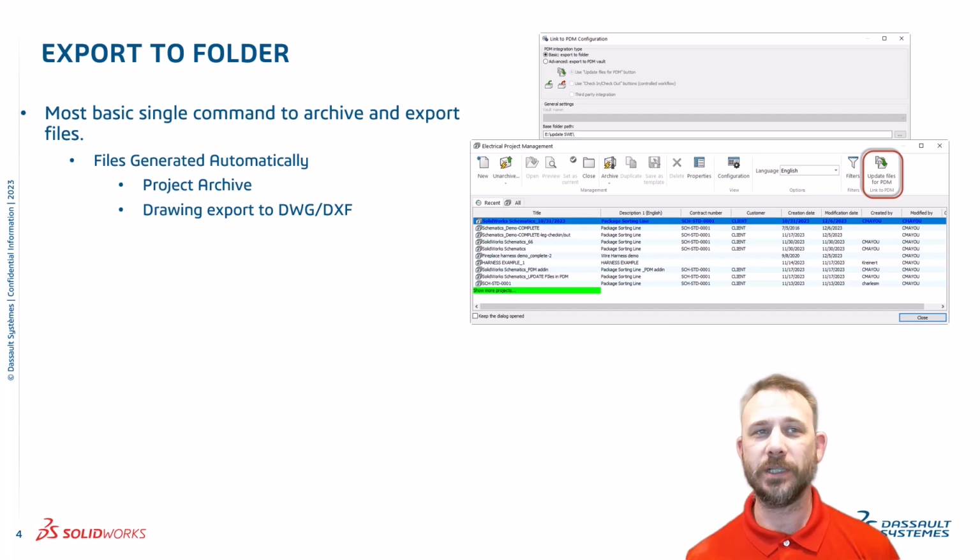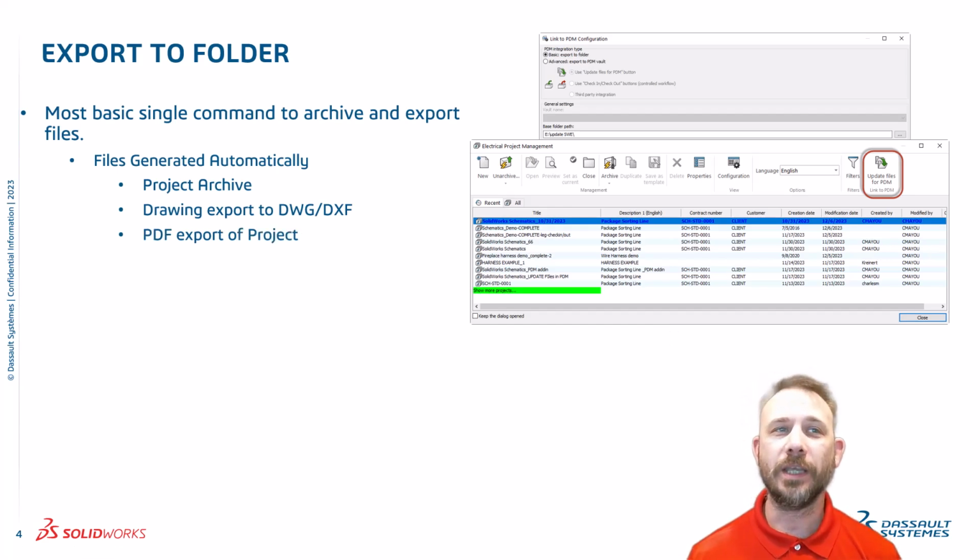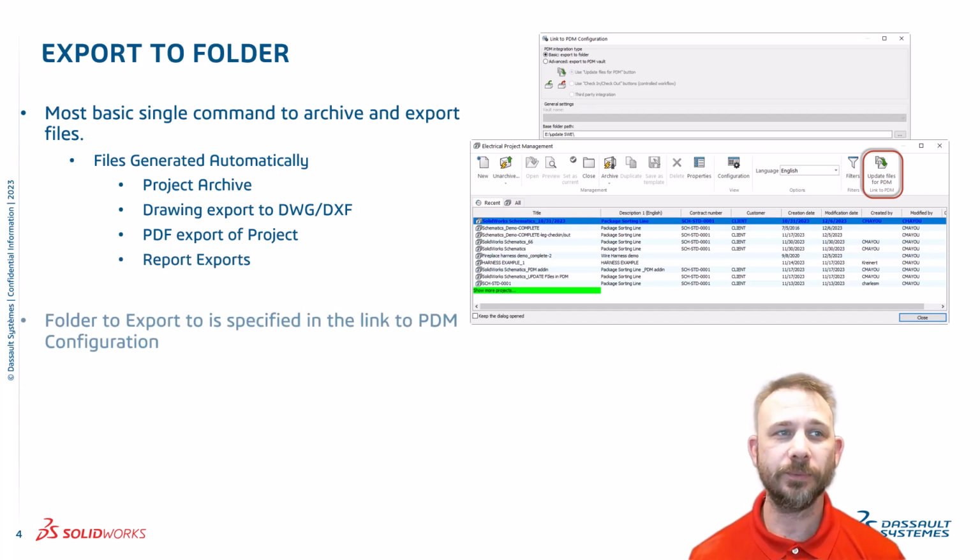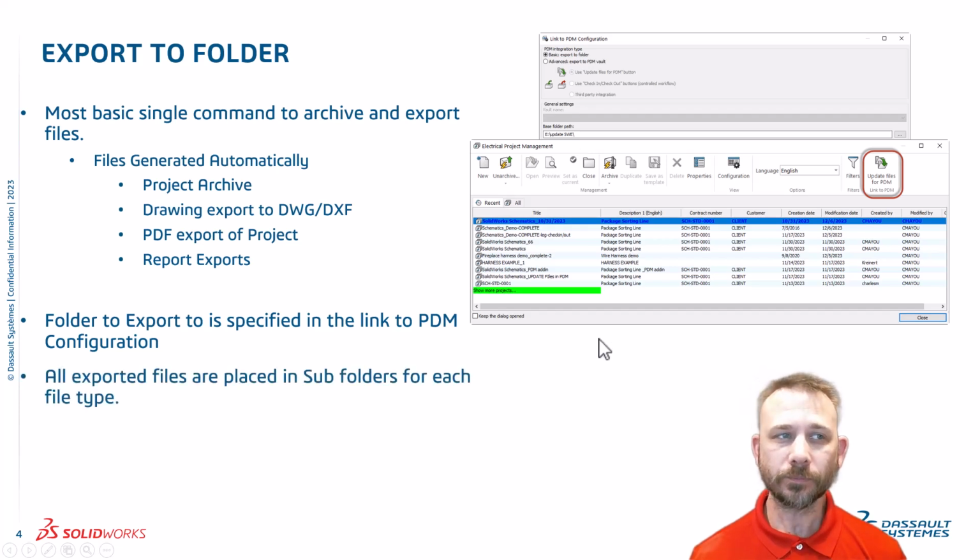Drawings can be exported to DWG, DXF. PDF export for the project also. Report exports can also. And then the folder to export is specified in the link to PDM configuration. So it's the same folder every single time, and then it creates a subfolder in there for your project based off the variables or properties within your project, right?